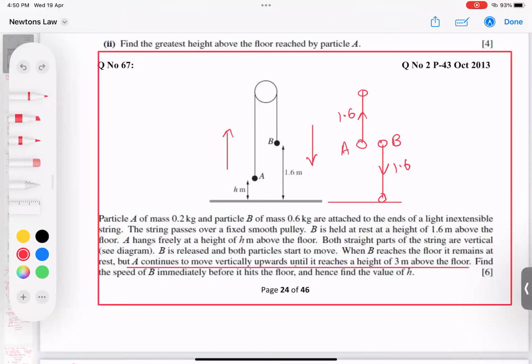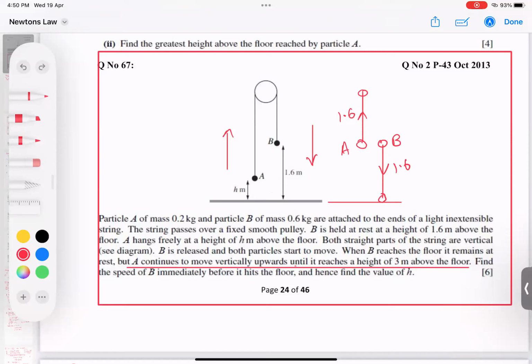I hope you got the idea. Now I'm reading the statement again. A continues. Continuous means what? This is called continuity, continuous motion. Vertically up, reaching a height of 3 meters above the floor. So, students, look, I'm showing a blue color line. This height is 3 meters, from the ground to the top. I hope it is clear.